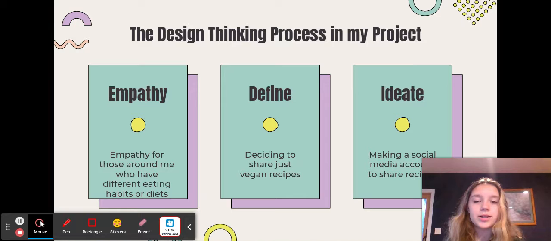The design thinking process in my project. I had empathy for those around me with different eating habits or diets. I knew that it could be difficult at times to find a recipe that would meet certain needs. By doing this project, I provided a central resource for people who needed it.